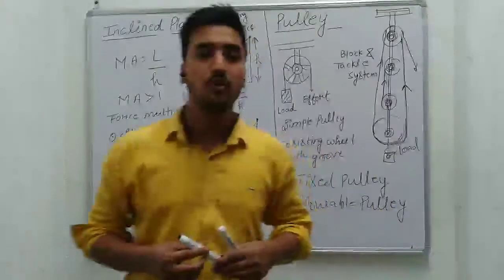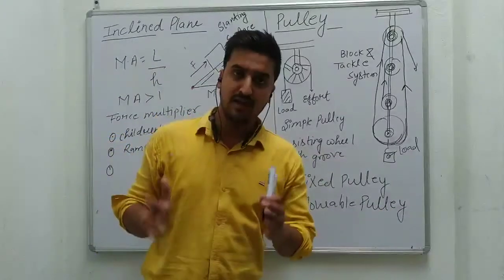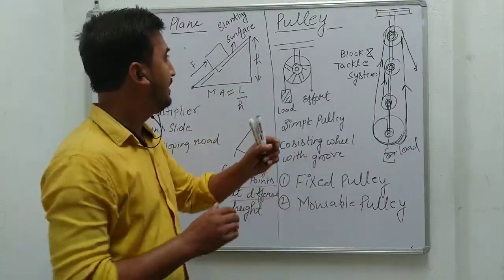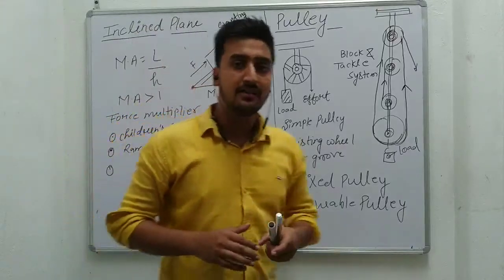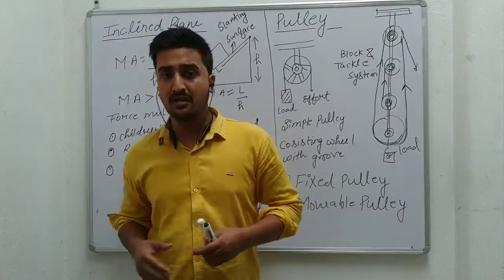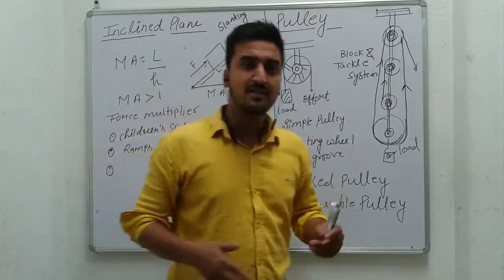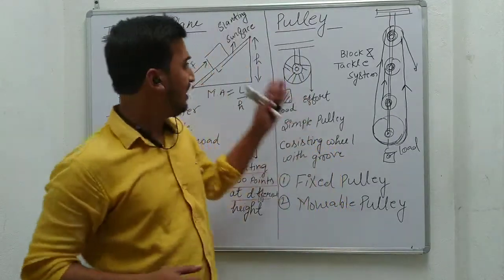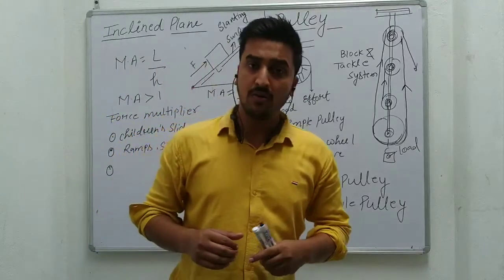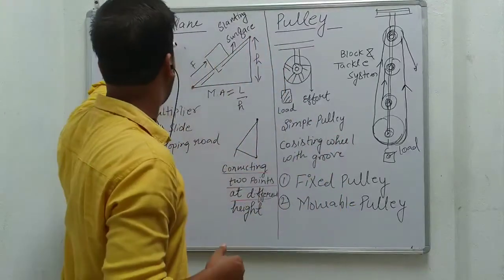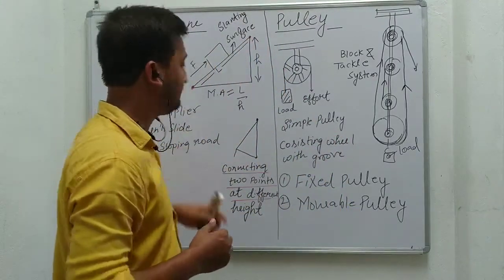Good morning students, once again welcome back to the next class of simple machines. In the last class we had already discussed the first machine, that is the lever, and the different classes of lever: first class lever, second class lever and third class lever. In this class we will discuss the next type of machine, that is the inclined plane.